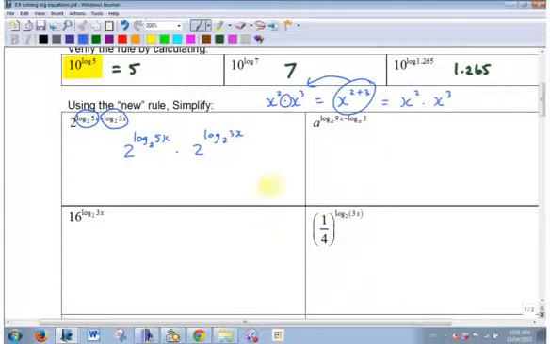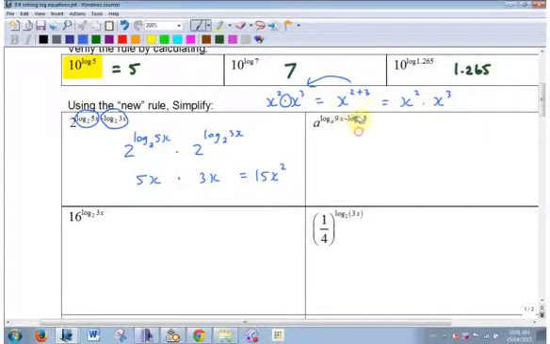Okay? And I want to do that because this is just 5x, that is just 3x, and then what's in between them? Multiply. So that's 15x squared. Okay? Make sense?